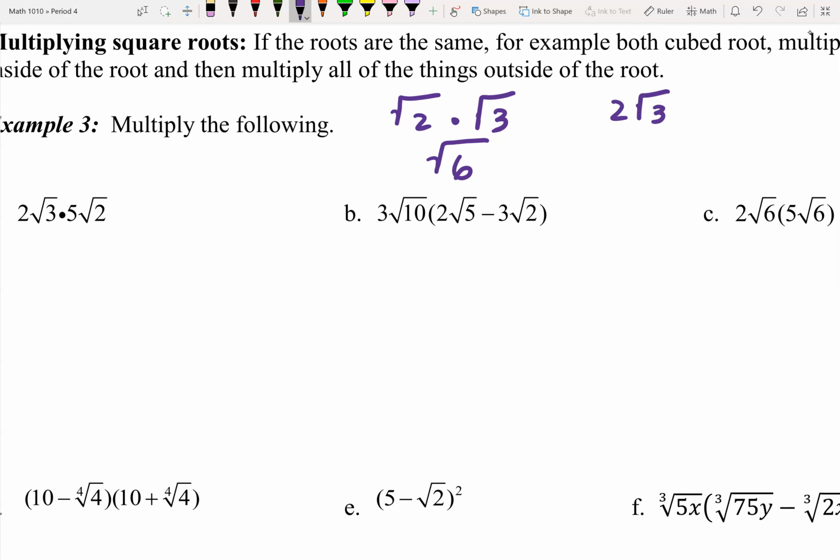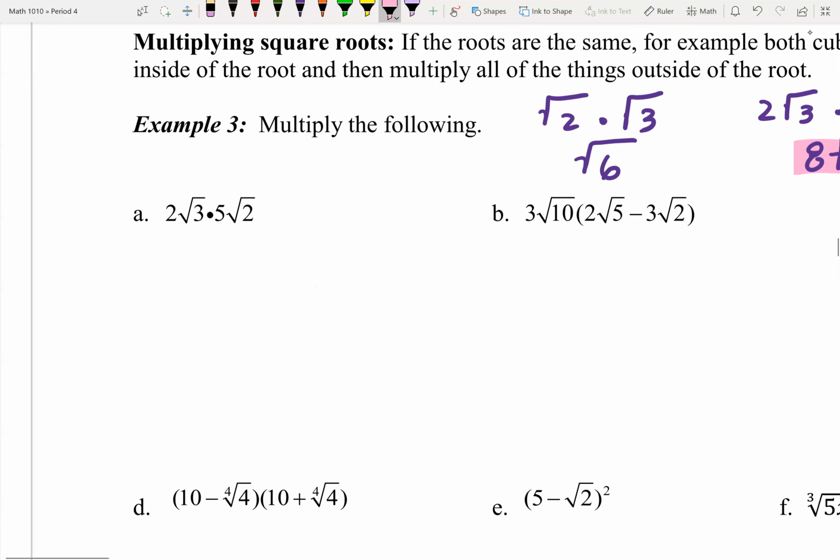What if you had this? 2 times the square root of 3 multiplied by 4 times the square root of 2. Well, it's easy. You just keep the things on the outside, keep the things on the inside. So you just go 4 times 2 is 8. On the inside, 3 times 2 is 6. That's all I have to do.